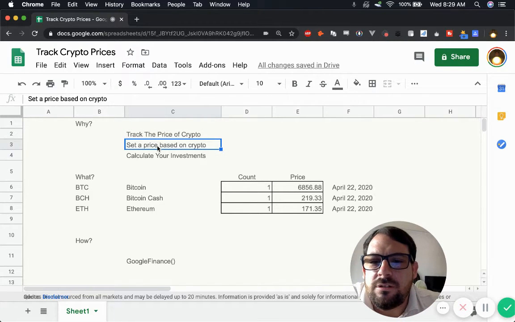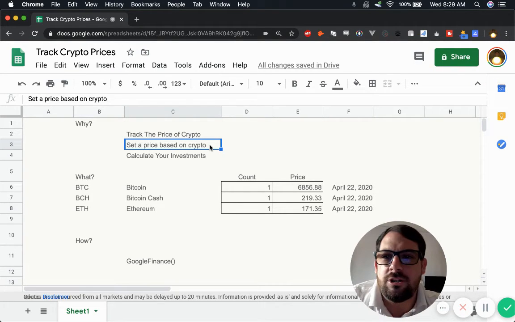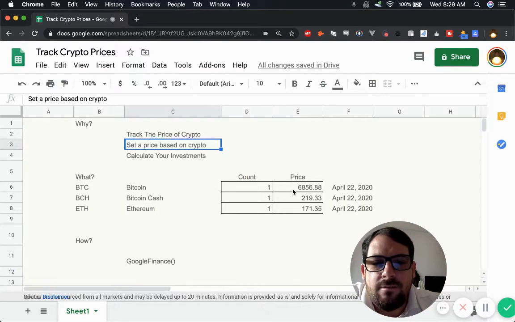Maybe you want to set a price of your product or service in crypto, and you want to know the USD price, or you want to know how many Bitcoin per crypto. So you want to do a quick calculation, and we can quickly get the crypto price of three cryptocurrencies: Bitcoin, Bitcoin Cash, and Ethereum. You can do this all in Google Sheets.